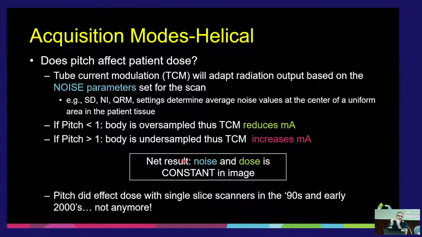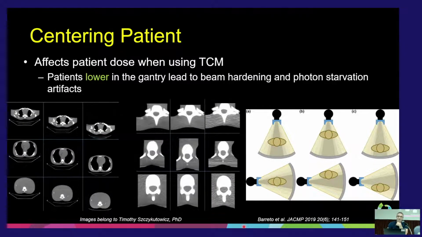If you have a fixed mA, of course, if you go to a lower pitch, dose is going to go up to the patient. And if you have a greater than 1 pitch, then dose will go down. That's only if you use a fixed mA. And of course, dose and pitch used to be linked for helical imaging back in the day when we only had single slice scanners, which we just don't have anymore. So the whole notion of pitch of less than 1 reducing the dose to patients came from the early 2000s when we had single slice CT scanners.